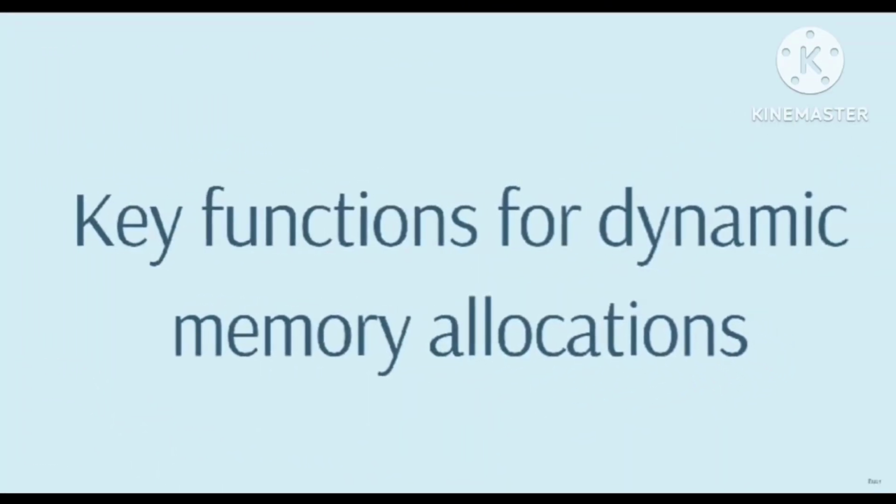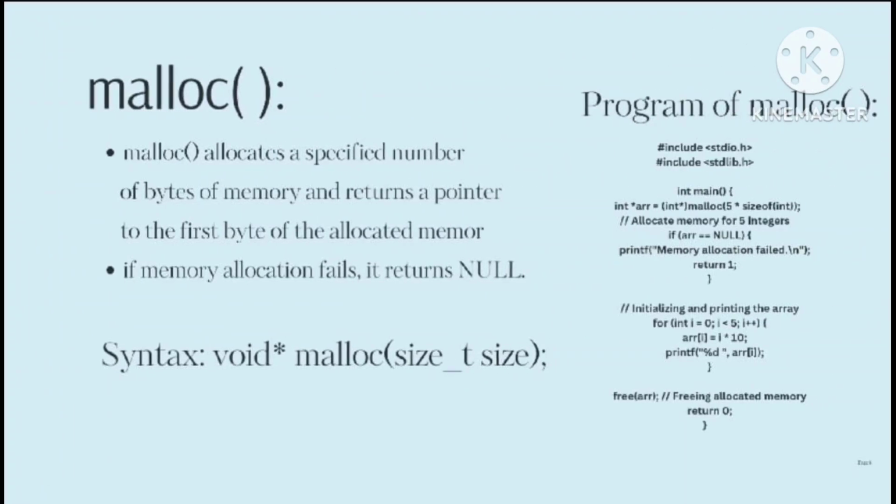Coming to the key functions of dynamic memory allocation, we have the malloc function, calloc function, realloc function, and free function. Malloc function allocates a specified number of bytes of memory and returns a pointer to the first byte of the allocated memory. If memory allocation fails, it returns null. The program for malloc function is displayed here.